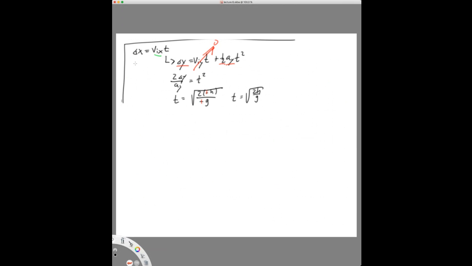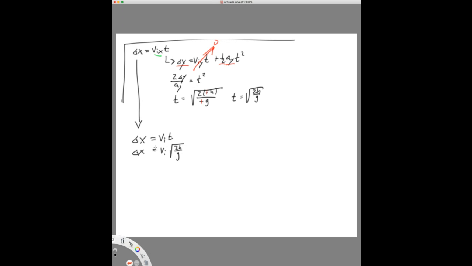And then we'll just try to solve for delta X, now that we know T. So delta X is equal to VIX, and remember, the VIX was the whole VI. The VI was 35, and VIX is the whole thing, so I'm just going to call that VI, which would be VI times the square root of 2H over G. Okay, so what I have now almost looks like a new master equation.